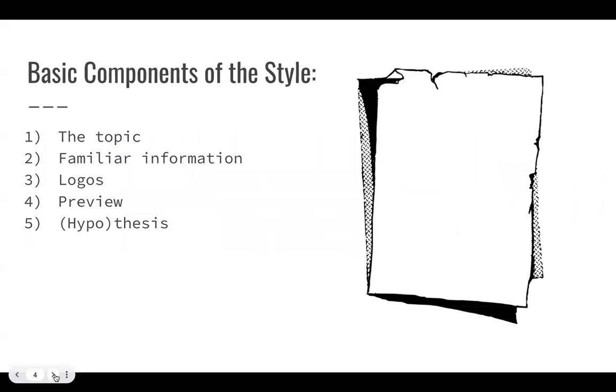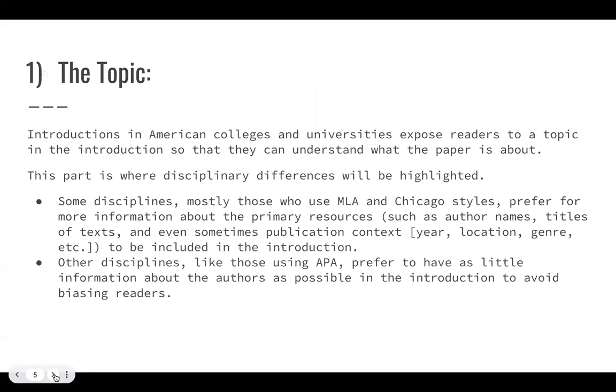There are a couple basic components then of the writer-responsible introduction style. First is the topic, followed by familiar information, logos, previewing, and a hypothesis or thesis. So first, let's talk about the topic. Introductions in American colleges and universities expose readers to a topic in the introduction so that they can understand what the paper is about. It's usually explicitly made clear.